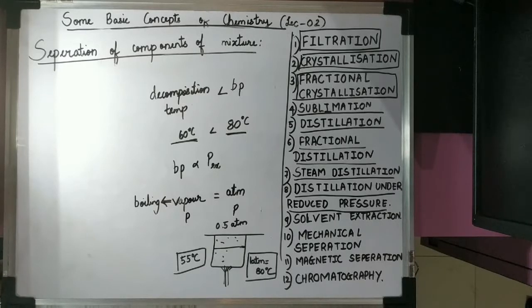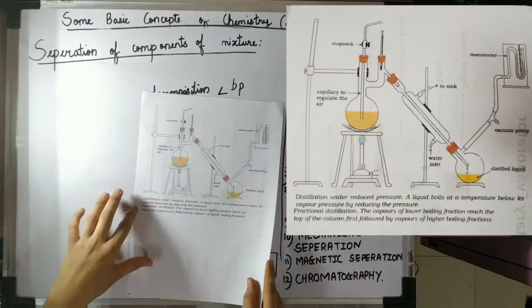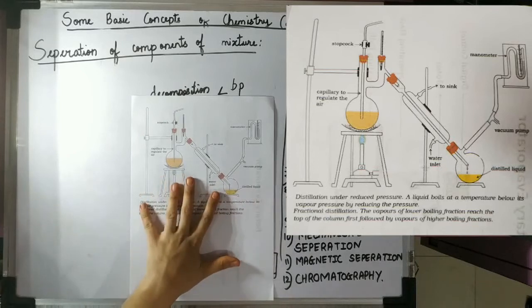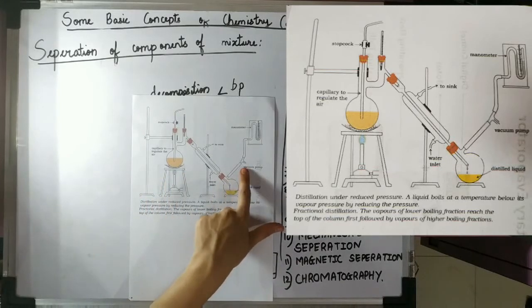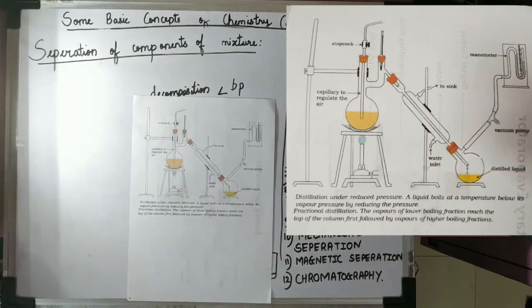Okay, so we will understand the method of distillation under reduced pressure using the picture. So this is the distillation under reduced pressure. We have a substance. This is the same as the distillation assembly, except that there is a vacuum pump to reduce the pressure, and there is a manometer to keep a check on the pressure. Now we are heating the substance.